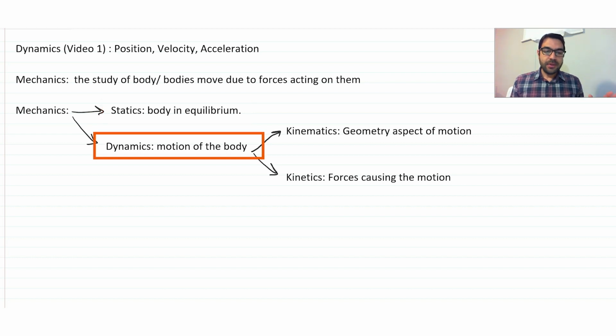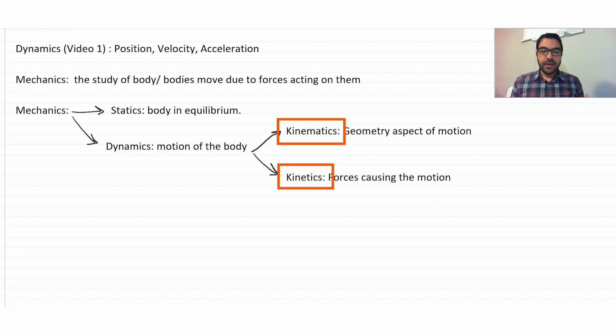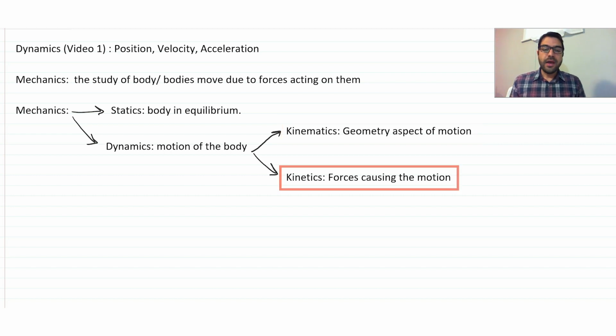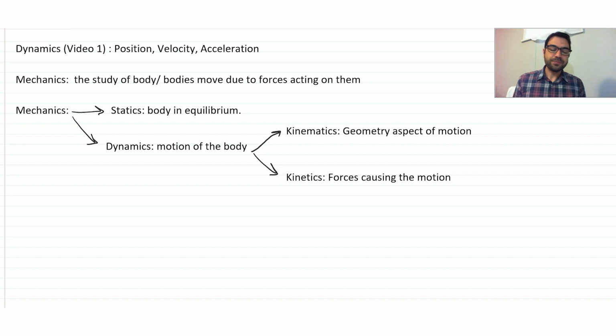But in the dynamics course, we are dealing with the bodies which are moving around, and what we want from them, we can again categorize in two different categories. We call it kinematics and kinetics. Kinematics is about the geometry aspect of the motion, which means where is the body, what's the velocity, and some similar stuff. And kinetics would be the forces causing the motion. And we will discuss all of these terms during this course.